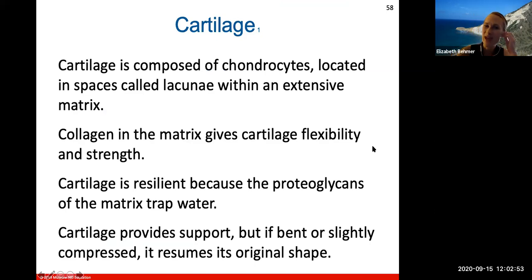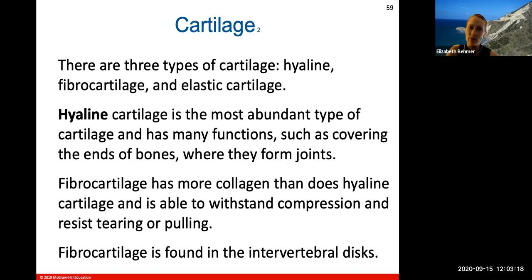Cartilage then, so another type of connective tissue. It's composed of chondrocytes, located in spaces called lacunae. It has an extensive matrix. Collagen is in the matrix, which gives cartilage its flexibility and strength. Cartilage is resilient because those proteoglycans will trap water. Cartilage will help provide support, and it can bend and be slightly compressed and return to its original shape.